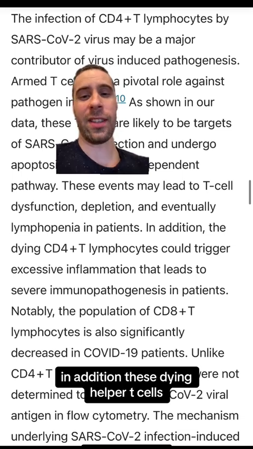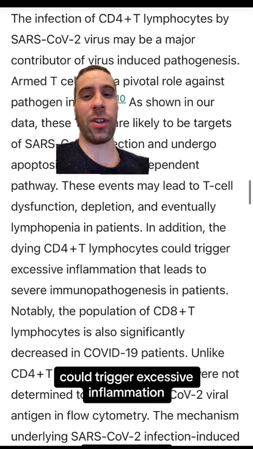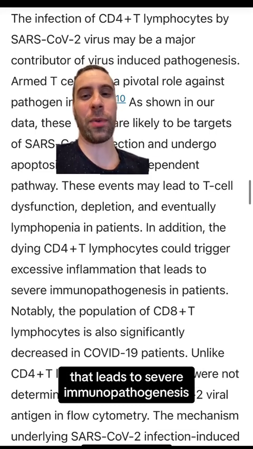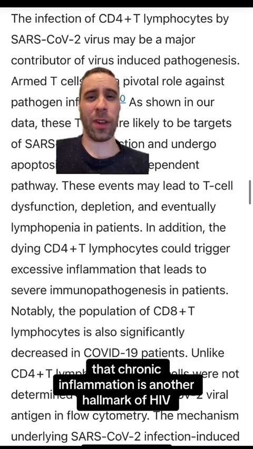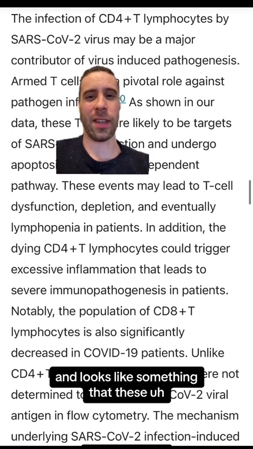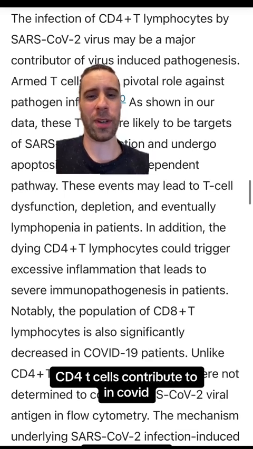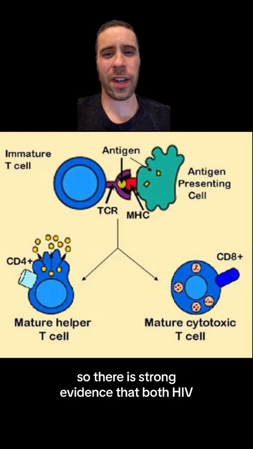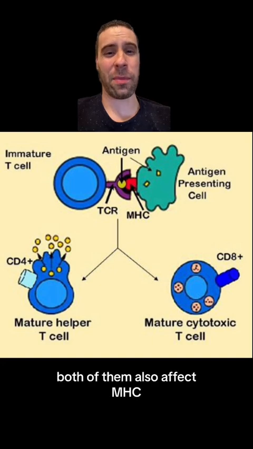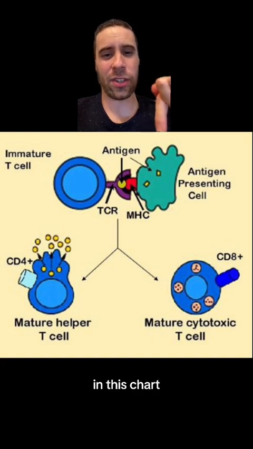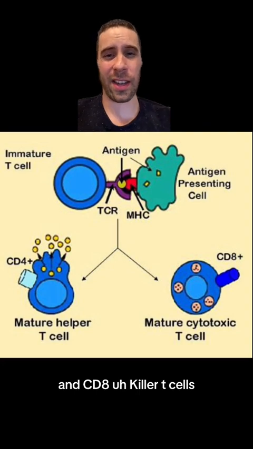In addition, these dying helper T-cells could trigger excessive inflammation that leads to severe immunopathogenesis. That means progression of disease in the immune system in patients. Remember from the last video that chronic inflammation is another hallmark of HIV and looks like something that these CD4 T cells contribute to in COVID. So there is strong evidence that both HIV and COVID-19 infect CD4 helper T cells. And if that wasn't bad enough, both of them also affect MHC in this chart and CD8 killer T cells.